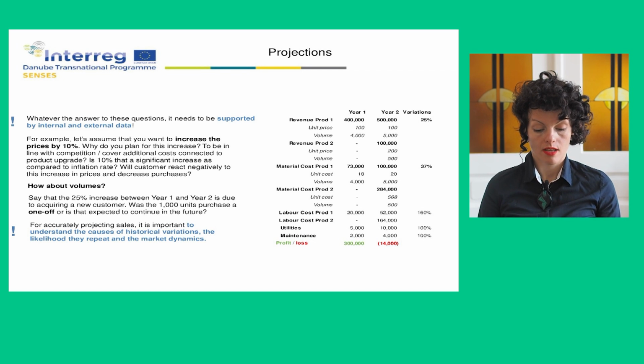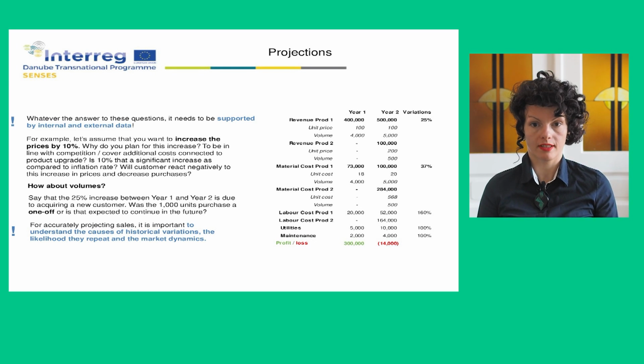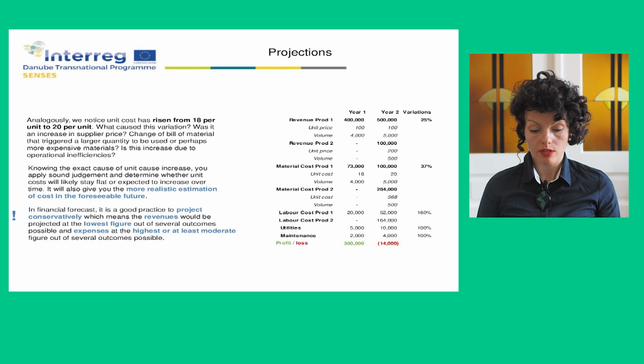How about volumes? Say that the 25% increase between year 1 and year 2 is due to acquiring a new customer. Was the 1,000 unit purchase a one-off, or is that expected to continue in the future? For accurately projecting sales, it is important to understand the causes of historical variations, the likelihood they repeat in the future, and the market dynamics. Analogously, we notice unit costs have risen from 18 per unit to 20 per unit. What caused this variation? Was it an increase in supplier price, a change of bill of material that triggered a larger quantity to be used, or perhaps more expensive materials? Is this increase due to operational inefficiencies?